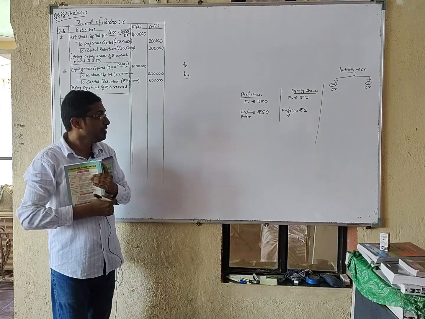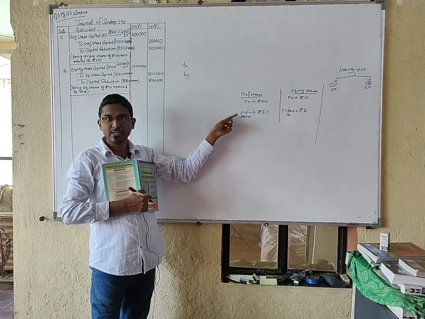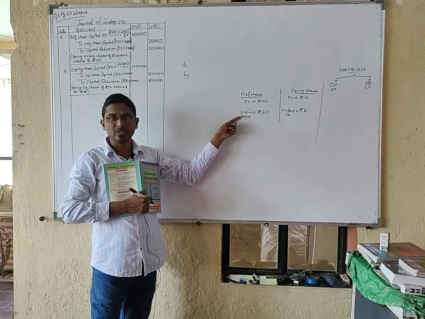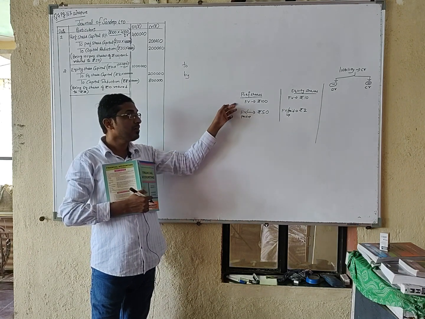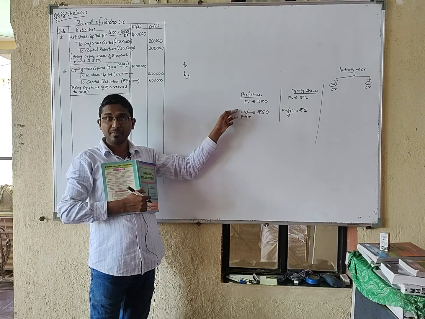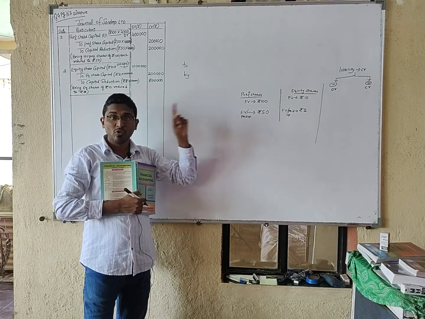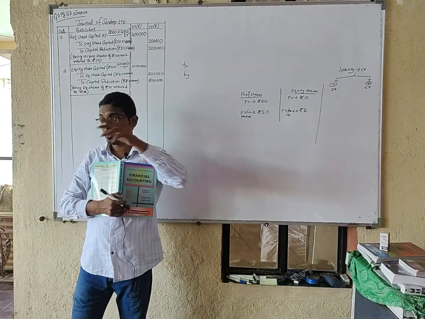Okay. Now here what is happening? Both face value is also reducing, paid up value is also reducing, right? So always remember, whenever face value and paid up value both are reducing, what you have to do? You have to cancel the old capital and you have to issue the new capital.